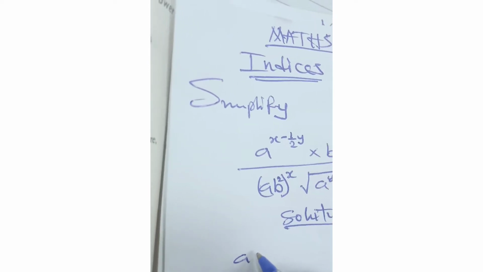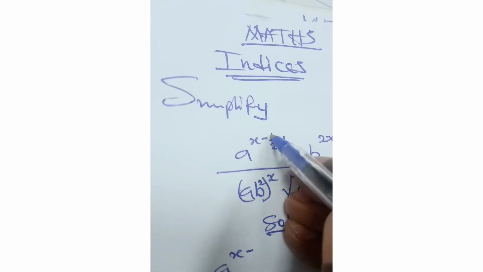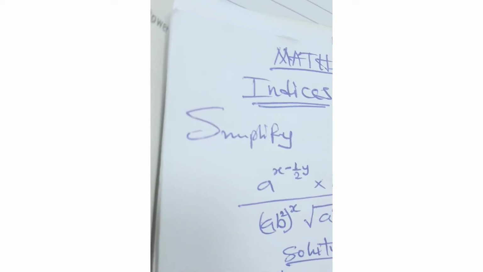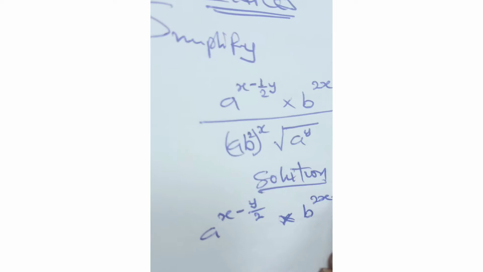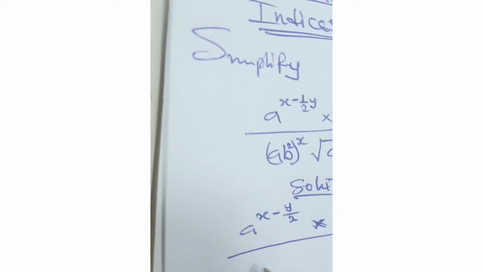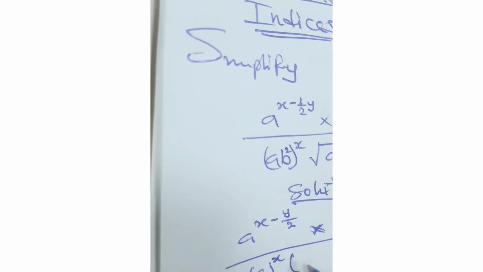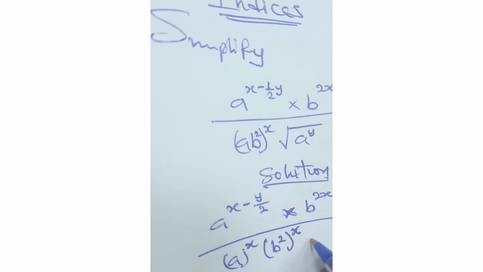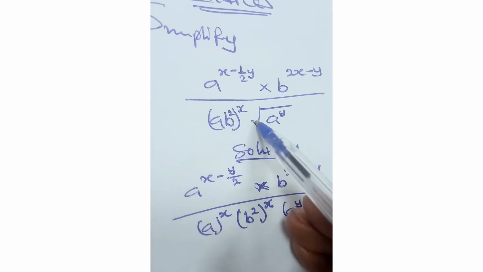a raised to power x minus y times 1 will give us y over 2, times b raised to power 2x minus y, everything over this down. Now, this is the same thing as a raised to power x, then into bracket b raised to power 2x, then this is the same thing as a raised to power y into bracket 1 over 2. This root has turned to 1 over 2.